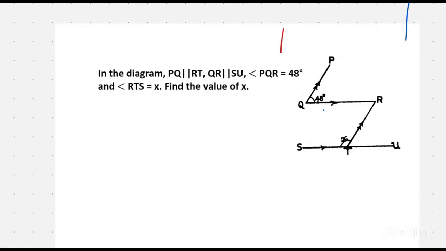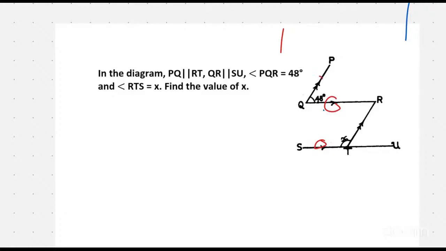Okay, so let's solve this now. We have two pairs of parallel lines, two different pairs of parallel lines. We've been told that this line is parallel to this line. You can see that one arrow. When you see arrows like this on a line, essentially it means the lines are parallel to each other. So we have these two lines to be parallel to each other.